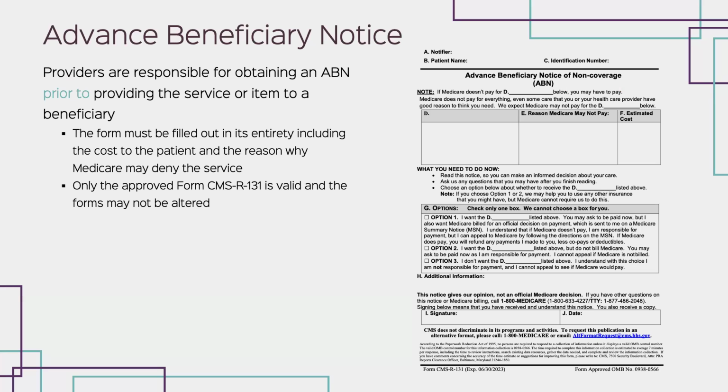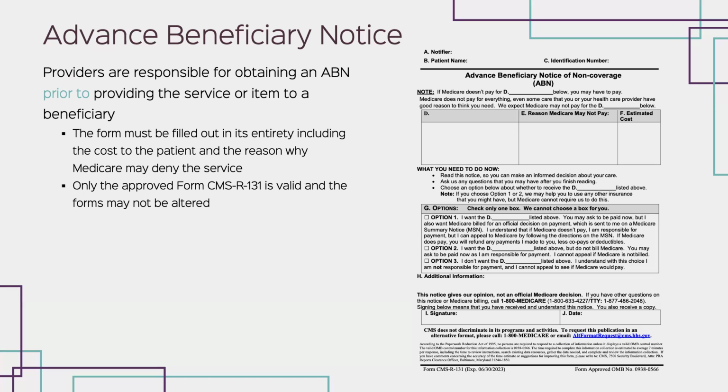Now, providers should use an advanced beneficiary notice when a beneficiary requests or agrees to receive any procedure or service that Medicare may not cover. So that ABN is going to be a standardized form that explains to the patient why Medicare may deny a particular service or procedure. That ABN will protect not only the provider's financial interest, but it will protect the patient as well, because if they don't sign it and they're not informed, they're not able to be billed.